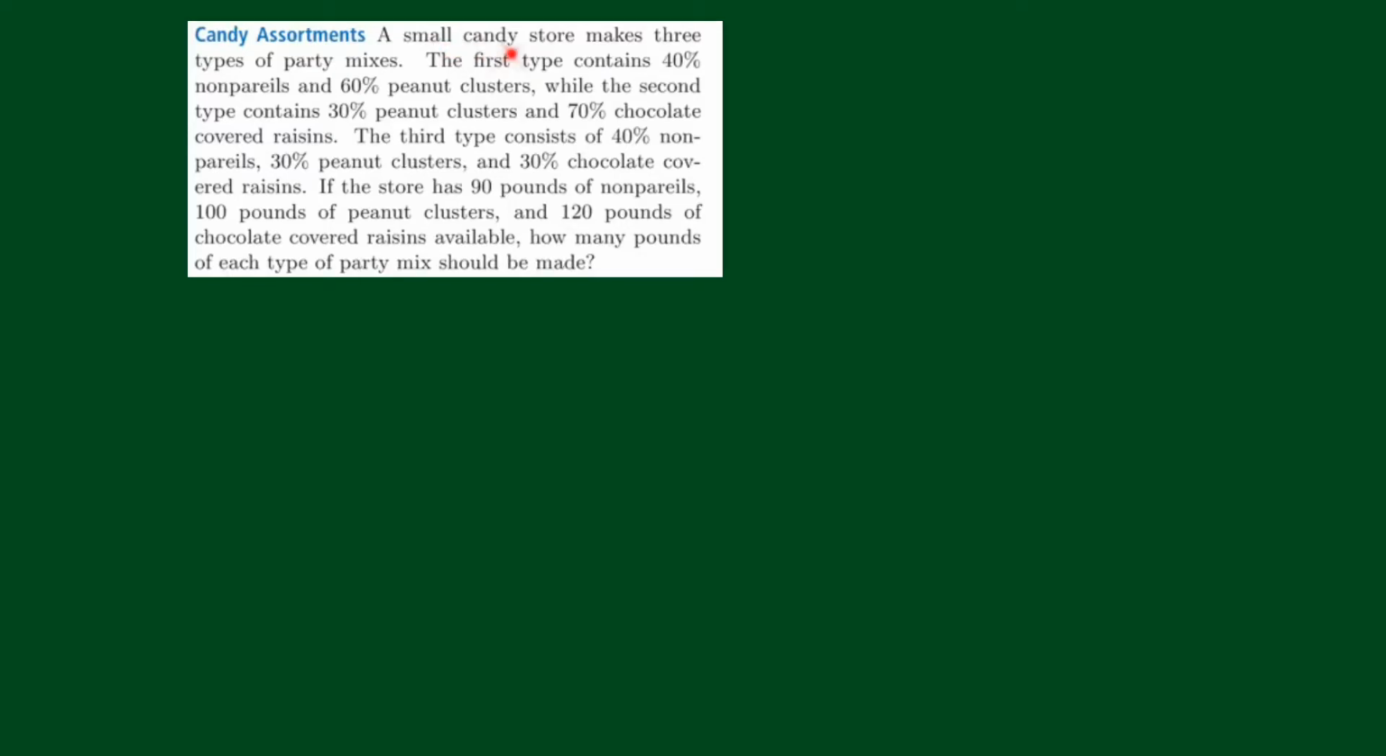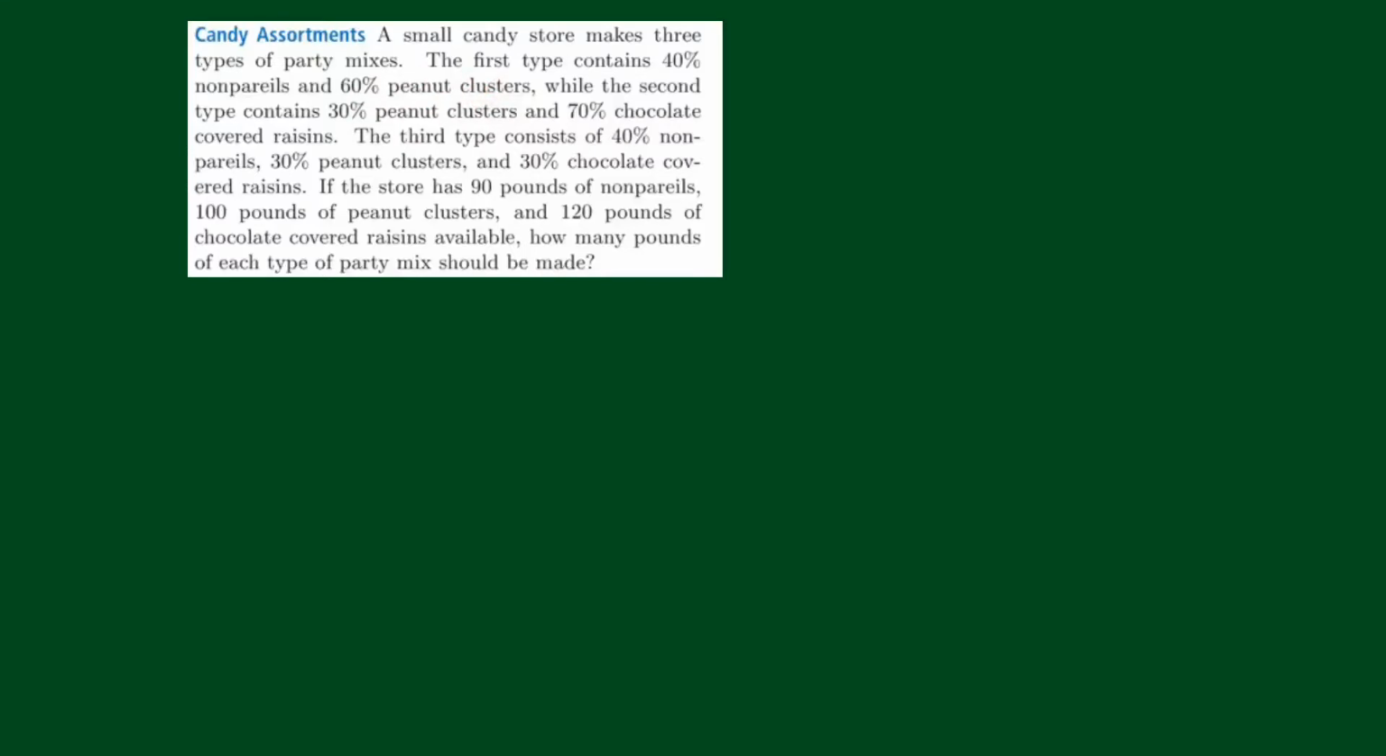Now we've got a small candy store that makes 3 types of party mixes. All right, 3 types of party mixes. Now I'm thinking 3 variables. The first type contains 40% nonpareils and 60% peanut clusters.